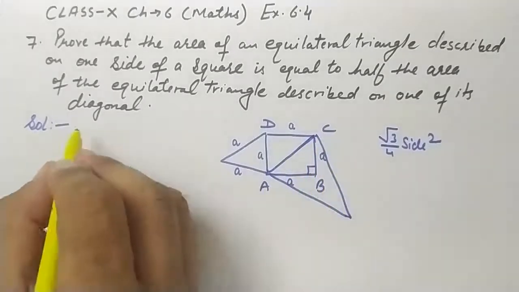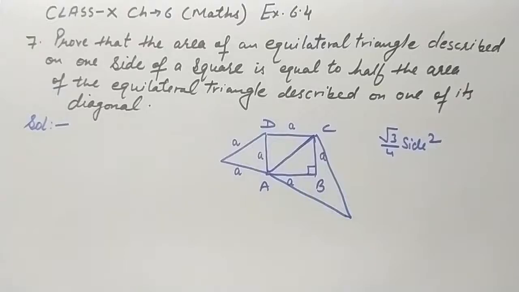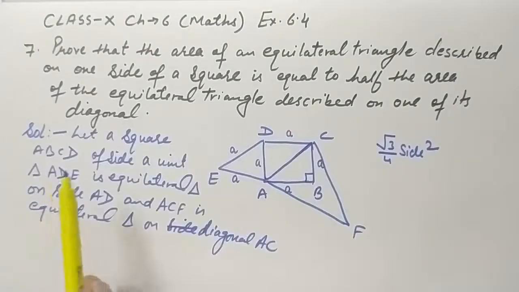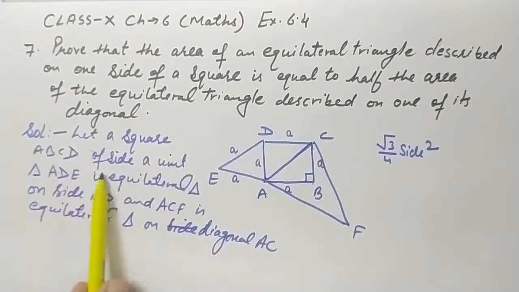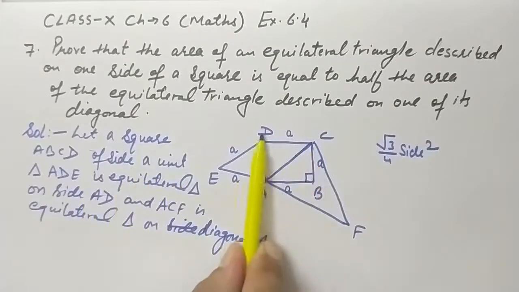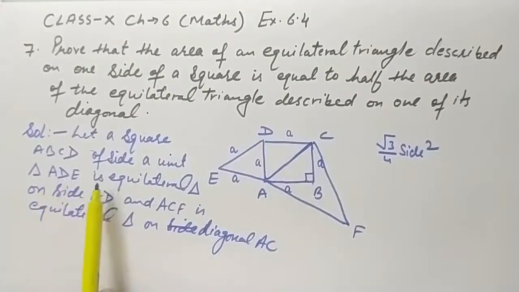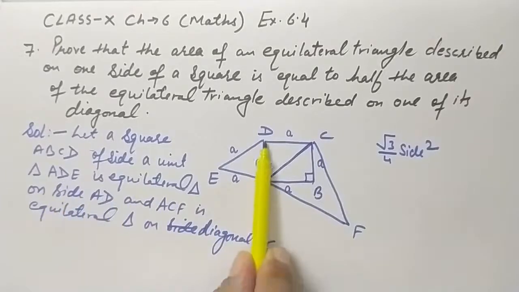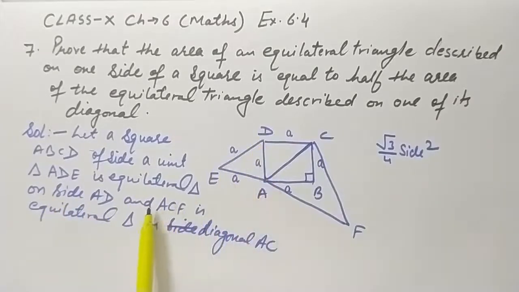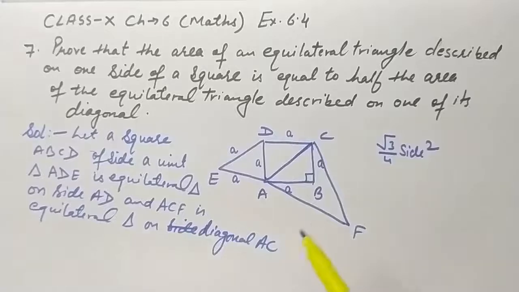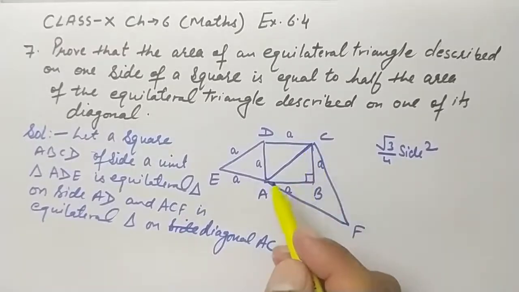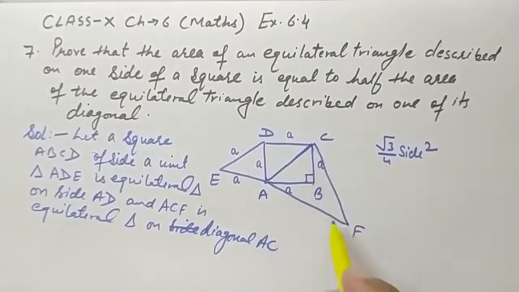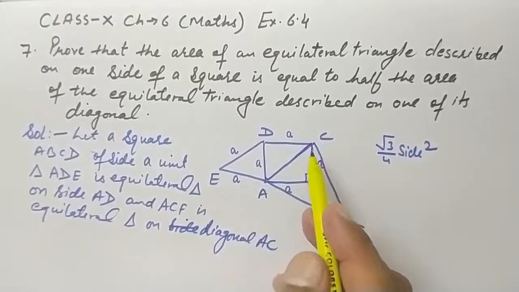So let's start. We'll write what is given in the question. It's written that let ABCD be a square of side A unit. Triangle ADE is an equilateral triangle on side AD, and ACF is an equilateral triangle on one of its diagonals, AC. So let's find the side of this equilateral triangle which is on the diagonal. It means we need to find the diagonal only.